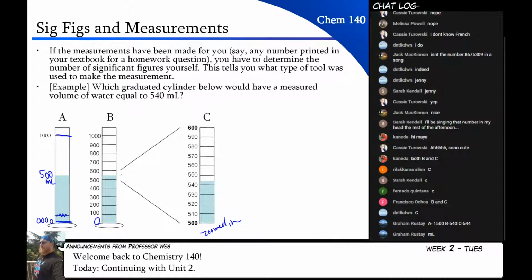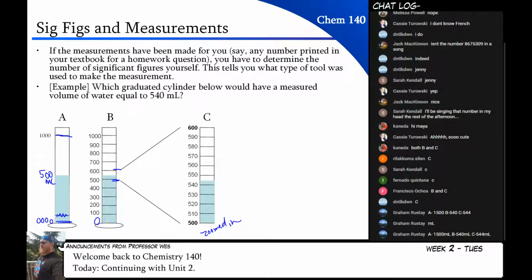All right, let's look at graduated cylinder B. Let's look between my marks. My marks are now in the hundreds place, which means that I know that my value falls between 500 and 600. So I'm going to write down 500. Then guess the next digit. Well, I'm going to guess 4 since we're trying to get 540 anyway. Any digits after that, which are placeholders, are 0.